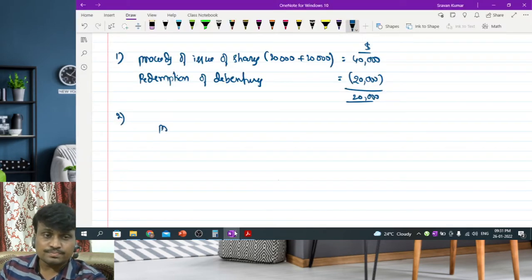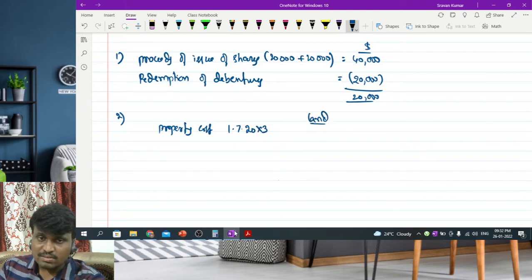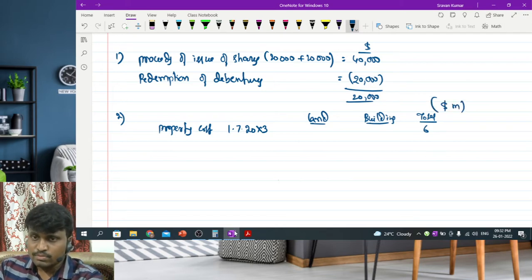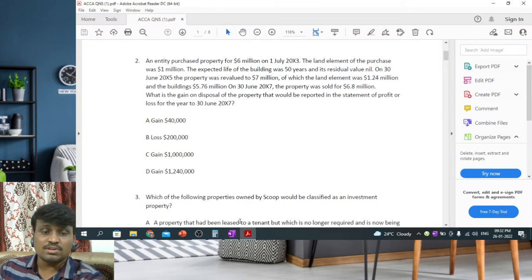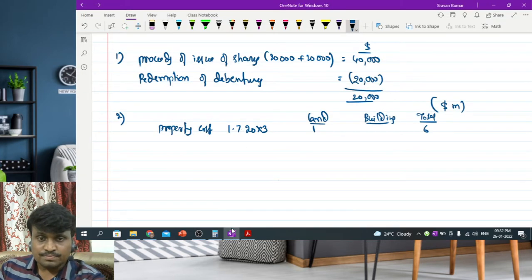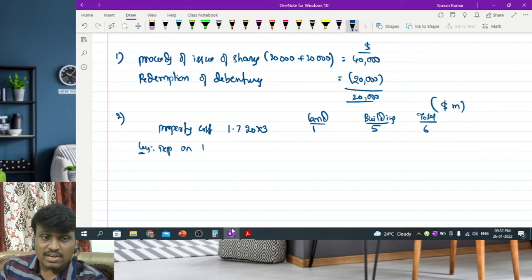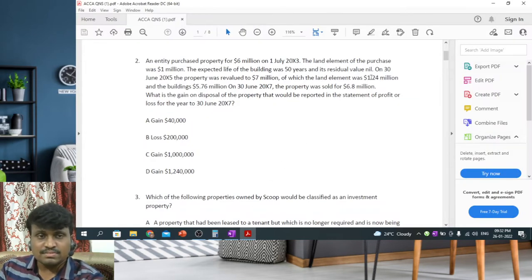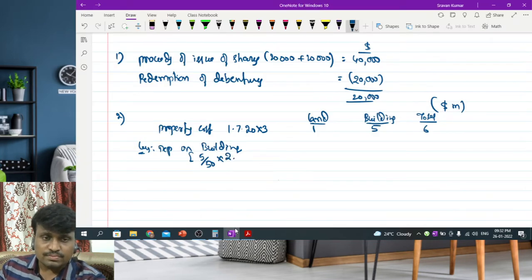So coming to this, property cost on 1st July 20X3. So two elements are there: one is land and building, and total. So for example, they purchased the property for $6 million. Out of that, land cost is $1 million, and the remaining is building cost. Then we provide the depreciation on building only because land is not a depreciated element. So $5 million by how many years? 50 years is the useful life. So we need to provide it for 2 years.